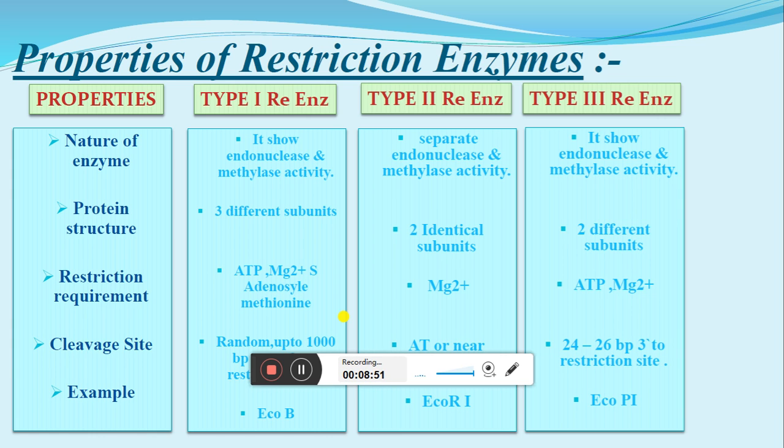Restriction requirements: type I requires ATP, Mg2+, and SAM, that is S-adenosylmethionine. Type II requires Mg2+, which is the most prominently used in recombinant DNA technology or molecular biology. Type III requires ATP and Mg2+. The cutting is random, up to 1000 base pairs near the target site for type I, and 24 to 26 base pairs from the restriction site for type III. An example of type I is EcoB, type II is EcoRI, and type III is EcoP1.